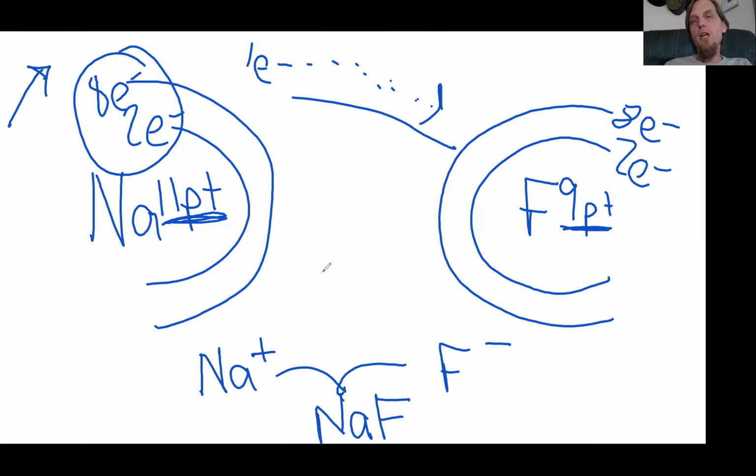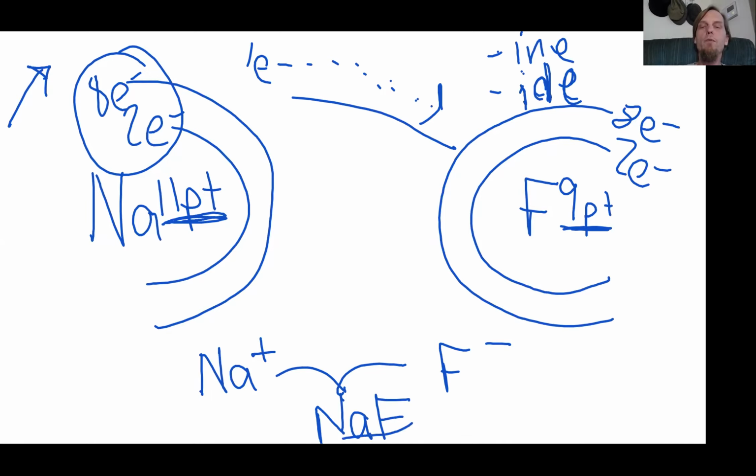And notice the name change. The negative one always changes its name. It's no longer fluorine with an I-N-E. It becomes a fluoride, I-D-E. Same thing for chlorine. It becomes chloride. Oxygen becomes oxide. Okay, it gets that "ide" suffix. So this is now sodium fluoride, NaF. That's the final compound we'll form.